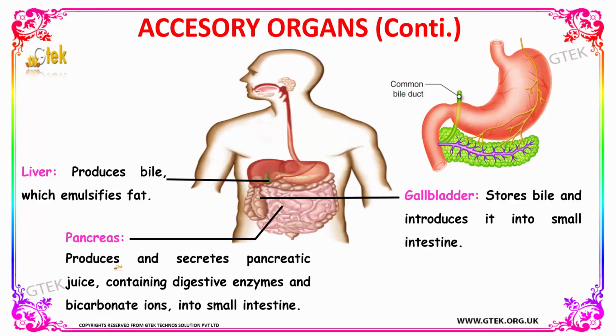Your pancreas will produce and secrete pancreatic juice containing digestive enzymes and bicarbonate ions, which is passed on to the small intestine, where the bile from the gallbladder also arrives.